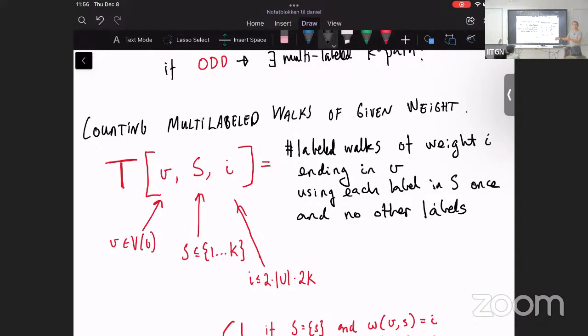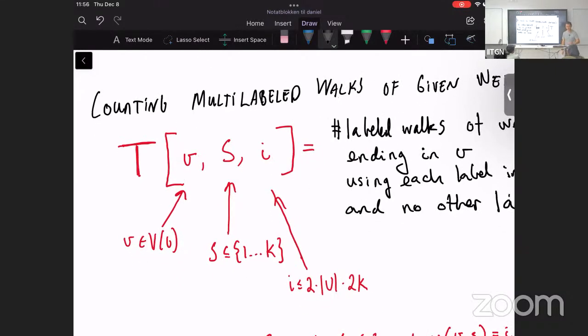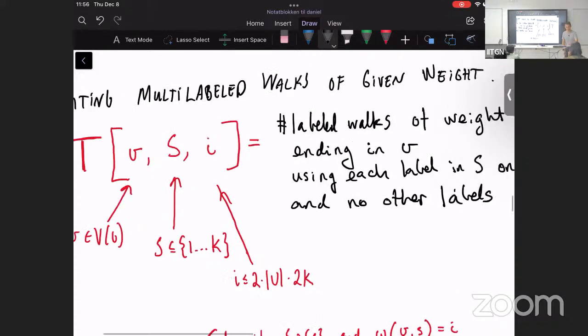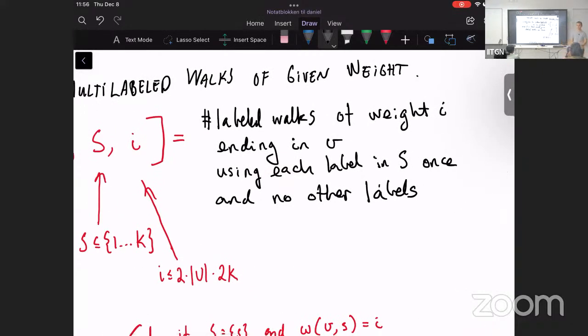So we only need to care about which labels we have already used, because in order to be multi-labeled, we're not allowed to repeat the label. So I have a table, T[v, S, i], where v is a vertex in G, S is a subset of the labels, and i is the current weight. And this is equal to the number of labeled walks of weight i ending in v, using each label in S once and using no other labels. That's our function.